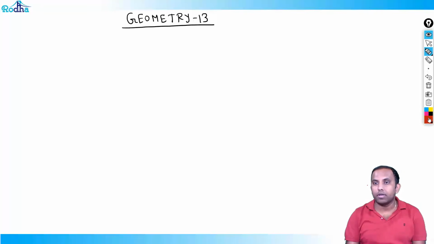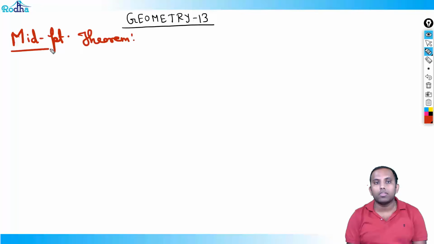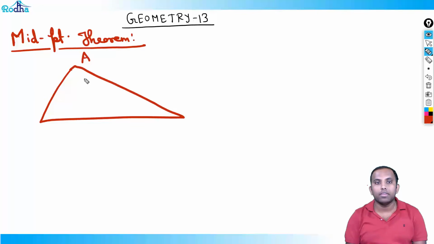So let's discuss it. Now, midpoint theorem. What is the midpoint theorem? It will come from similarity only, nothing else as such. We need to understand the midpoint theorem. This theorem states that this is a triangle ABC, and D is the midpoint of AB.